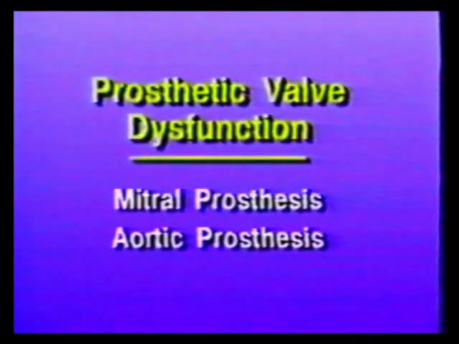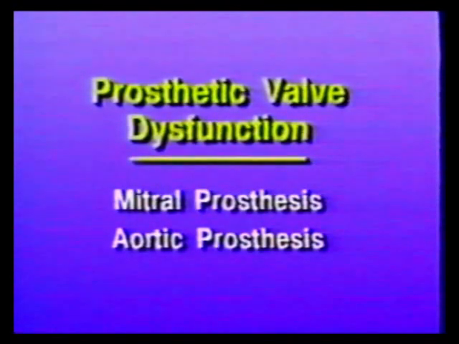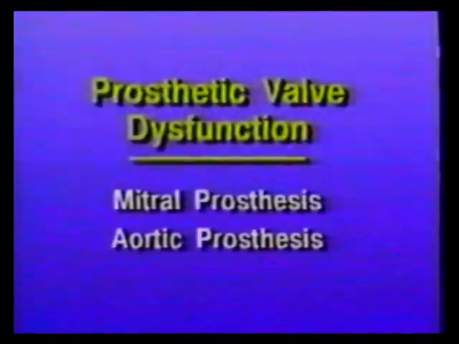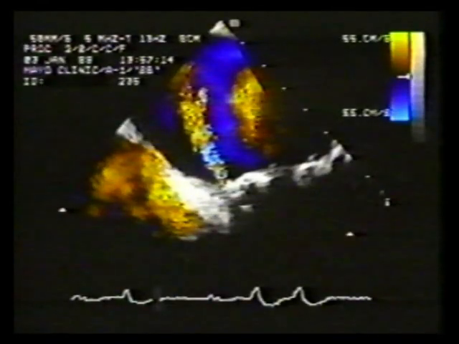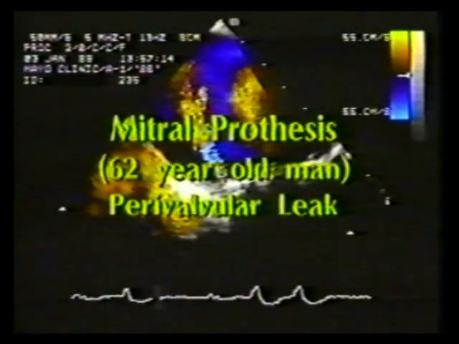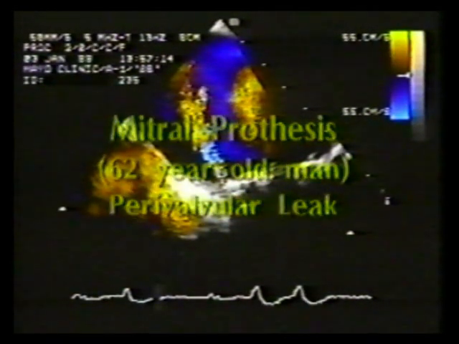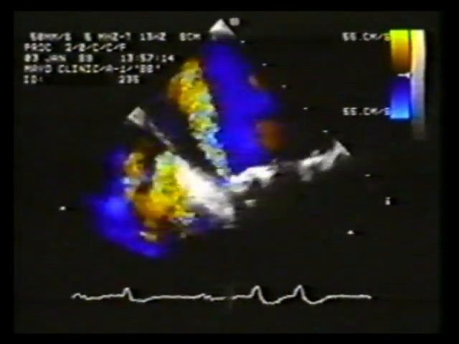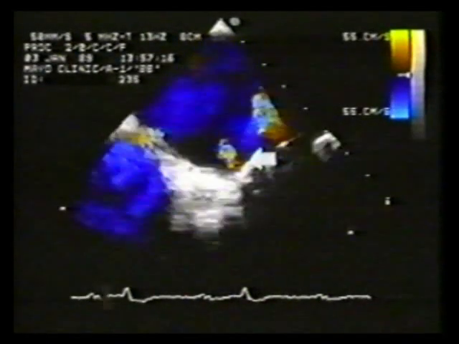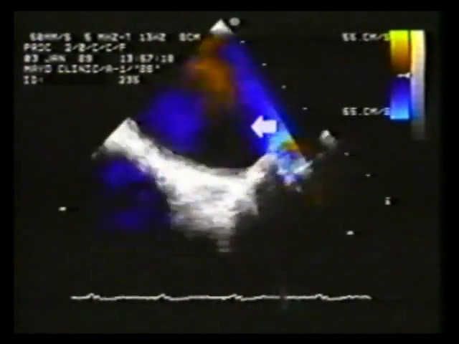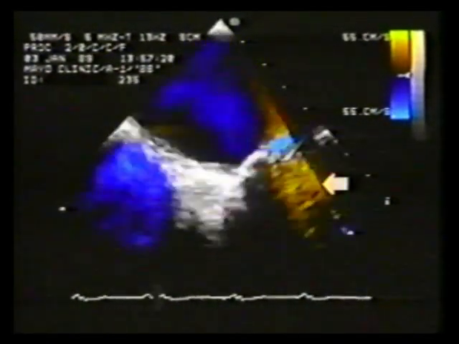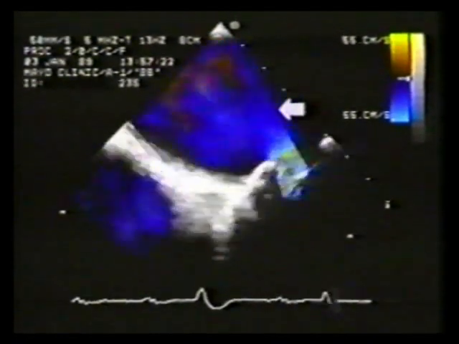The next unique clinical application of transesophageal echocardiography is the assessment of the prosthetic valve, particularly the mitral prosthesis. The first example is that of a 62-year-old man with mitral prosthesis and clinical deterioration. On the frontal four-chamber view, medial to the sewing ring of the prosthesis, there is a thin perivalvular regurgitant jet.